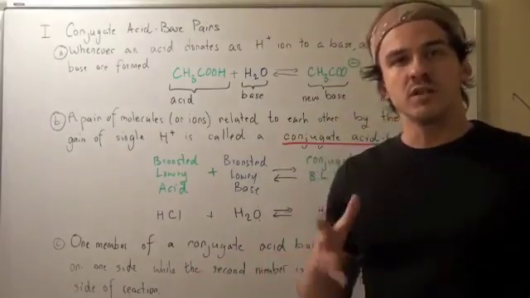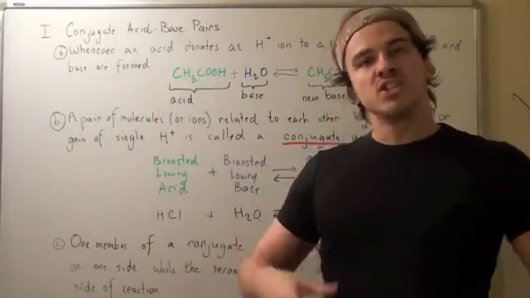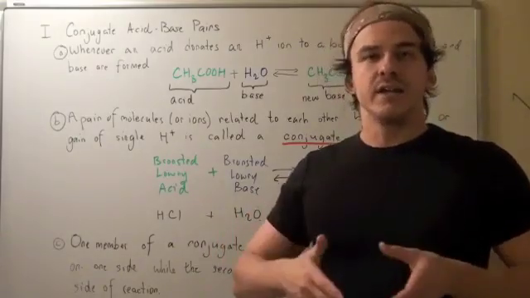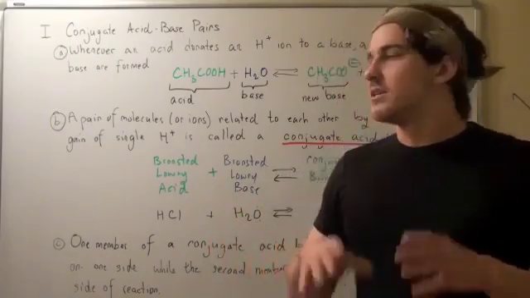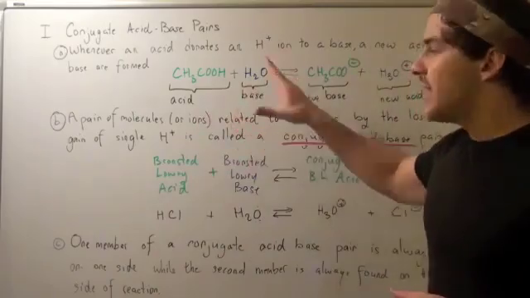In this lecture, we're going to talk about the concept of conjugate acid-base pairs. So whenever we have an acid that donates an H plus ion to a base, a new base and a new acid are formed. So for example, let's look at the reaction of acetic acid and water.